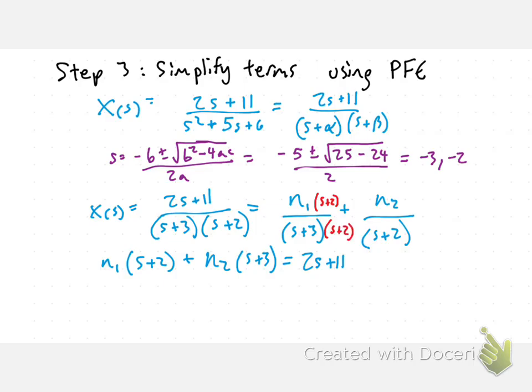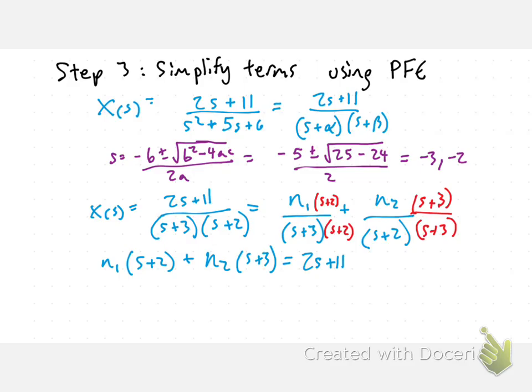We're just saying that if we wanted to combine the fractions, we would multiply each fraction by 1. The format would take, in the first thing, s plus 2 over s plus 2, or s plus 3 over s plus 3, and that's how we get that equation: n1 times (s plus 2) plus n2 times (s plus 3) equals 2s plus 11.